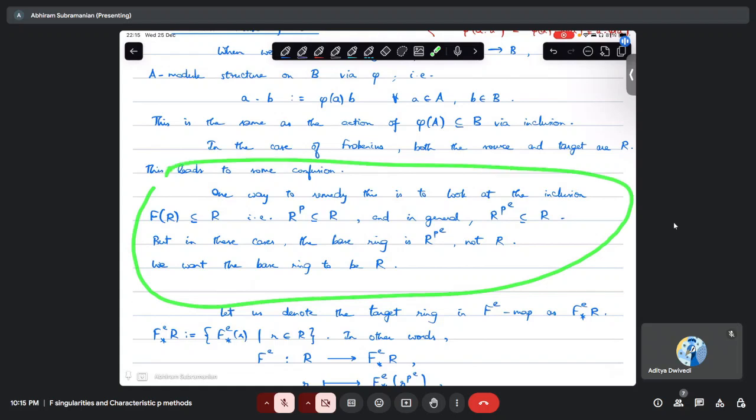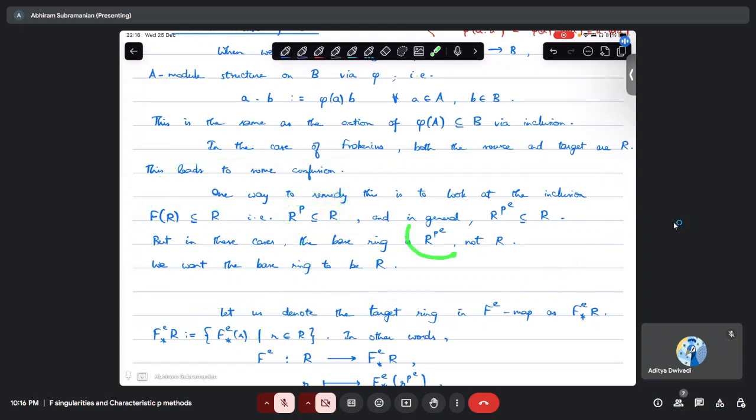One way to remedy this is to look at the inclusion F of R sitting inside R. So R^p is sitting inside R, and that is one way of looking at the Frobenius action via this inclusion. But this gives the base ring as R^(p^e) and not R. But what if we can take the p^e roots? What if we can take the p^e root of this inclusion?